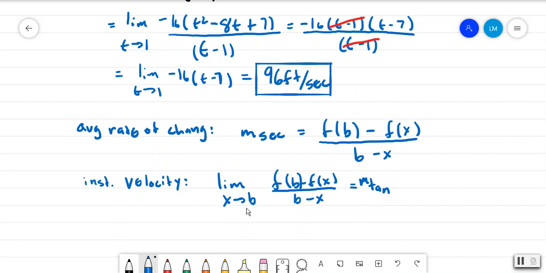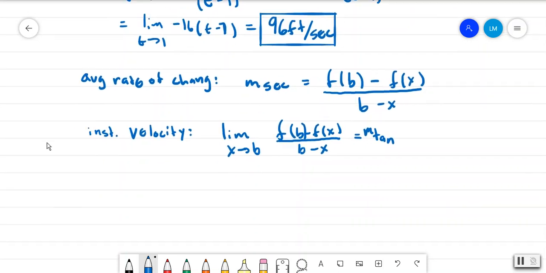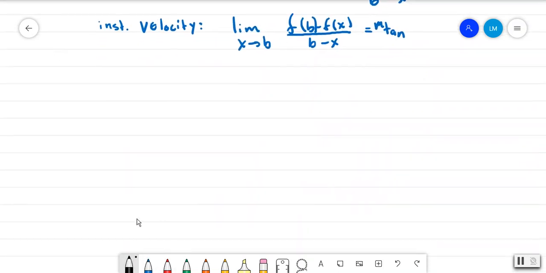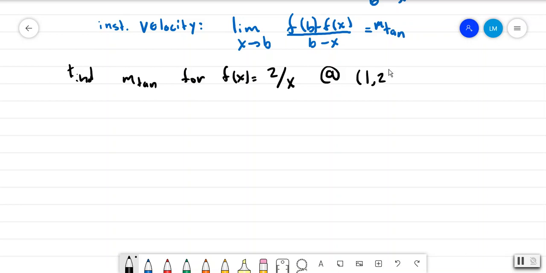Now, let's do an example of how we can find the slope of the tangent at a particular point. So, for instance, let's say that we want to find the slope of the tangent for f of x equals 2 divided by x at the ordered pair 1 comma 2.